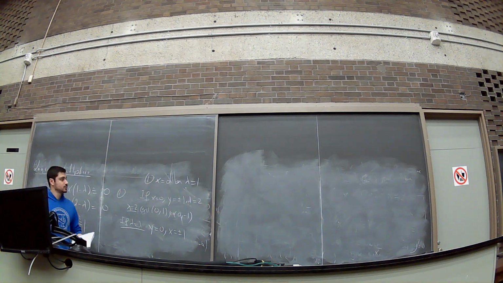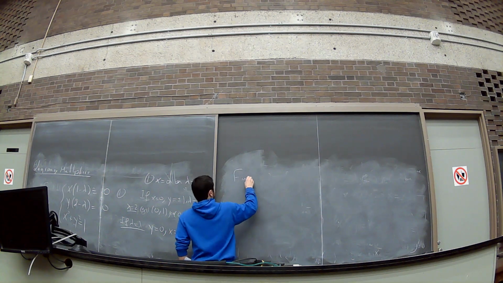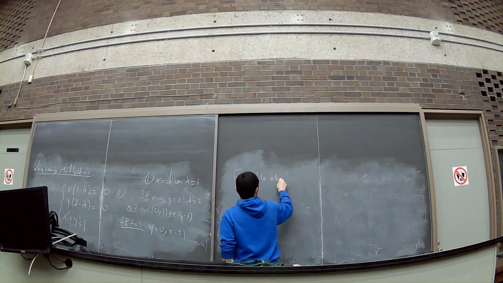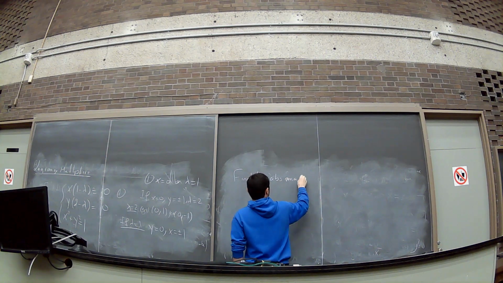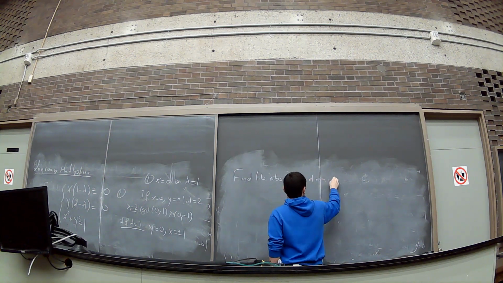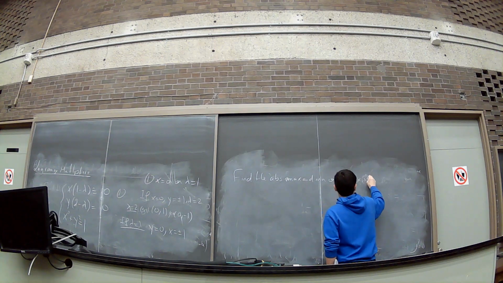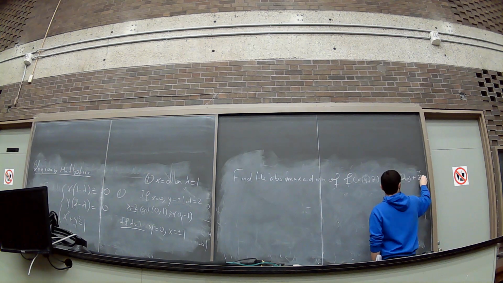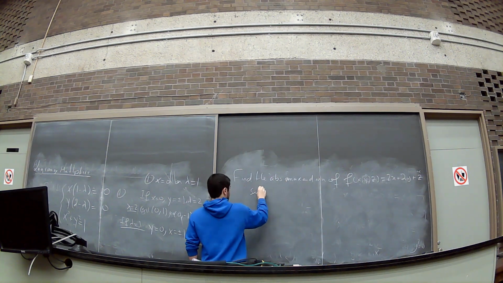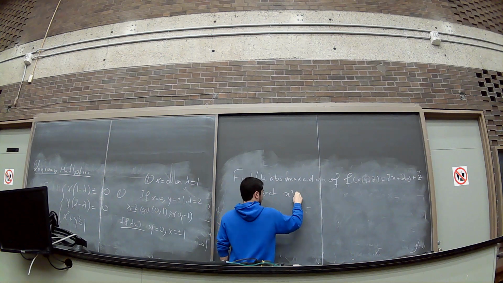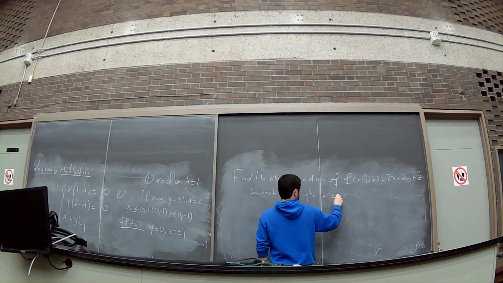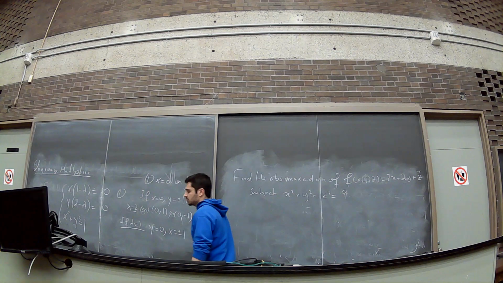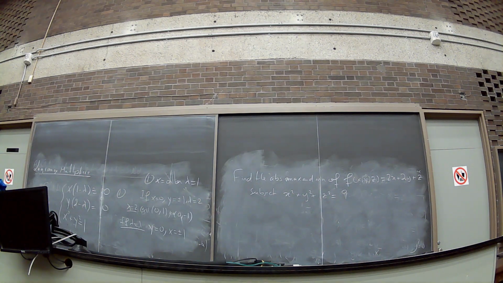So 2x plus 2y plus 2z. The absolute max and min of f(x, y, z) equals x plus 2y plus z, subject to x squared plus y squared plus z squared is equal to 9. Is that what the book says? Let's see. Yeah. We do it? Yeah, we do it?